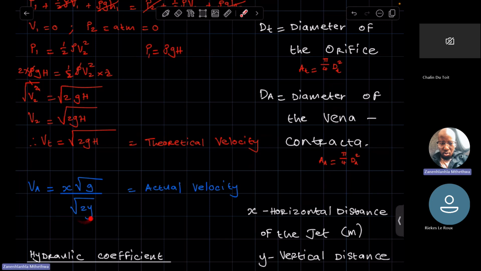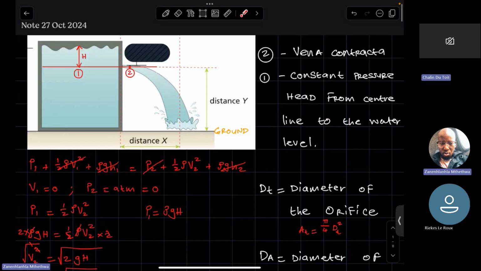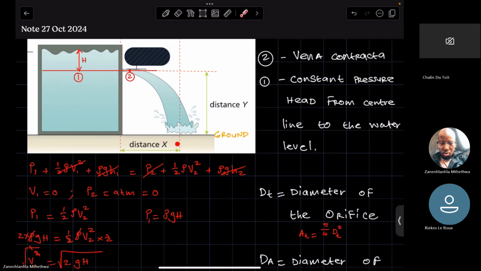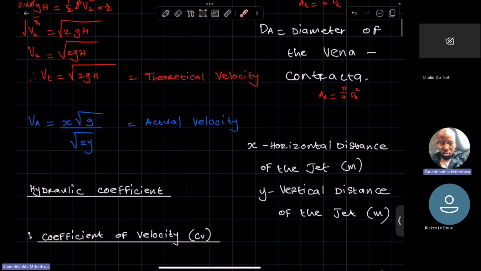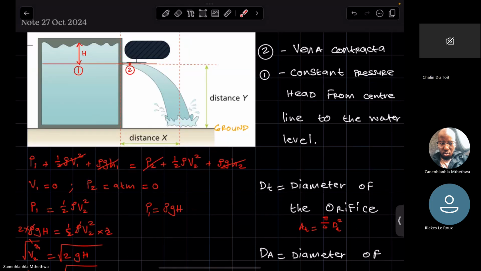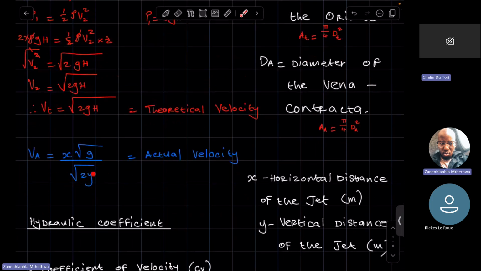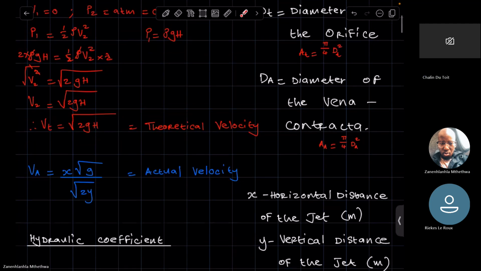So for the actual velocity, this is the equation we use, which is derived from the equations of motion. The x here stands for the horizontal distance of the jet. So from the point that the water jets from the orifice to where it lands, the horizontal distance is the x distance that we use in this equation. Similarly, the y value is essentially the vertical distance of the jet, from the vena contracta to the ground. That's what you use here, and whatever you get will give you the actual velocity. Are we still together?